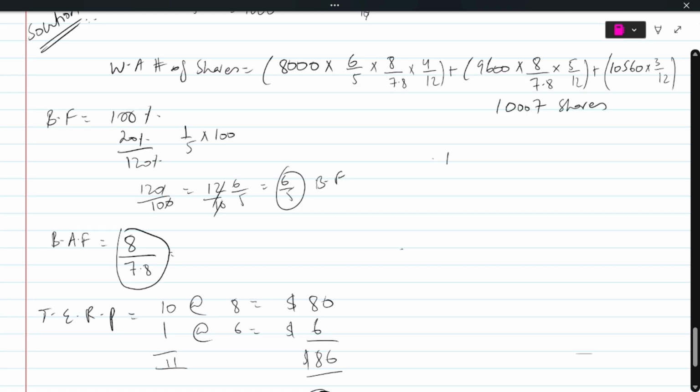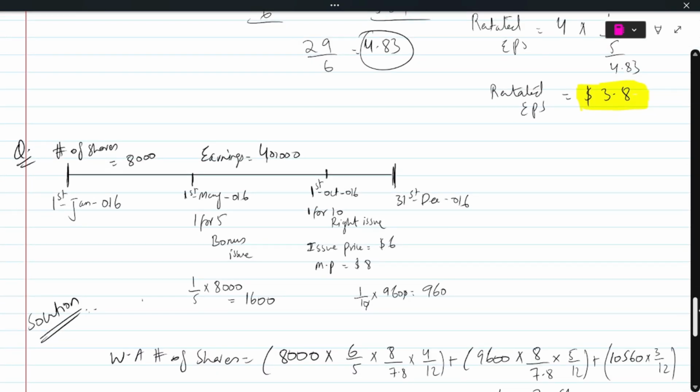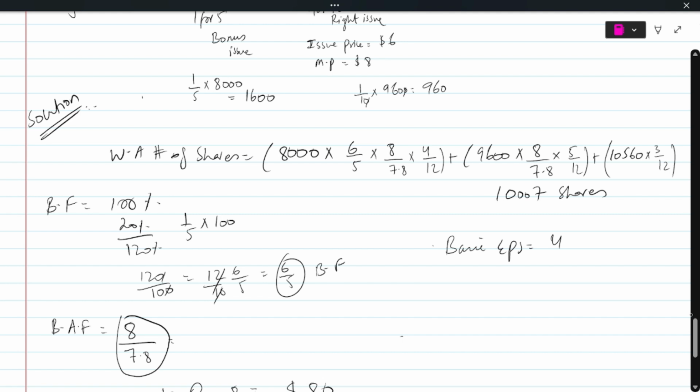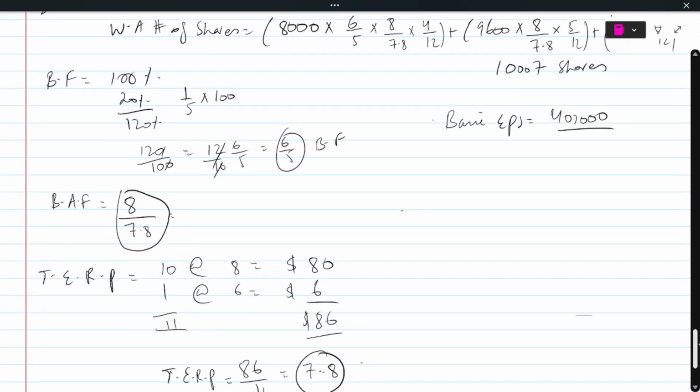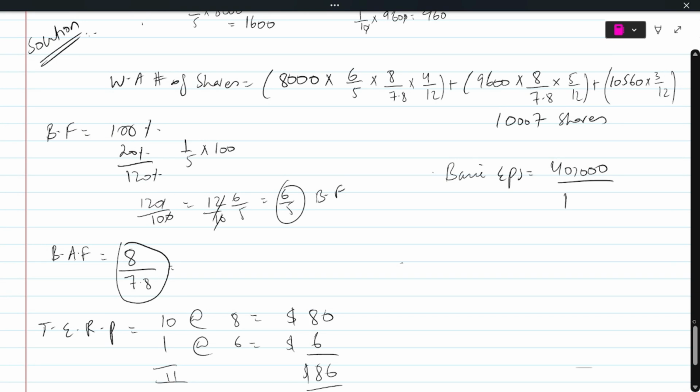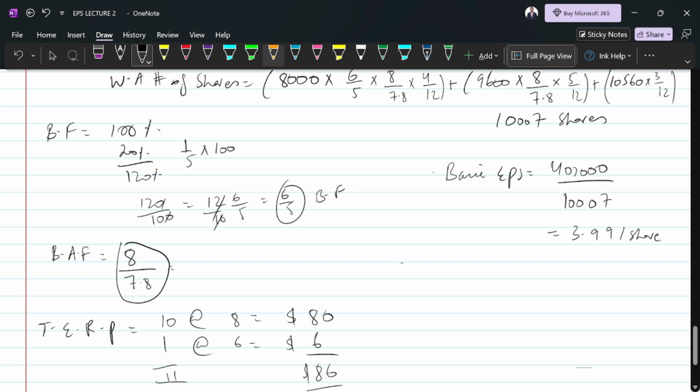Now I'm going to calculate my basic EPS like always. So my basic EPS is going to be what was the earning throughout the year? 40,000, correct? And I will divide this with the weighted average number of shares that we got, 1,007. Okay, so that means a basic EPS of 3.99 per share. So this is our EPS right here.